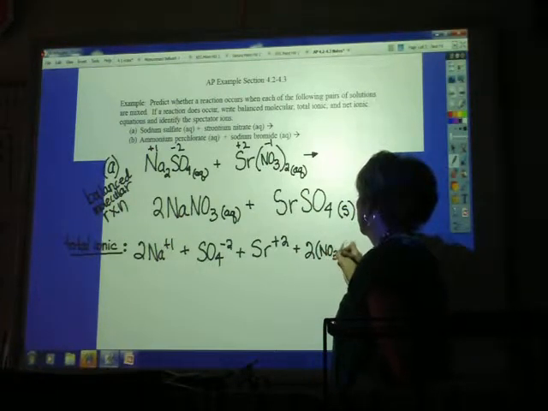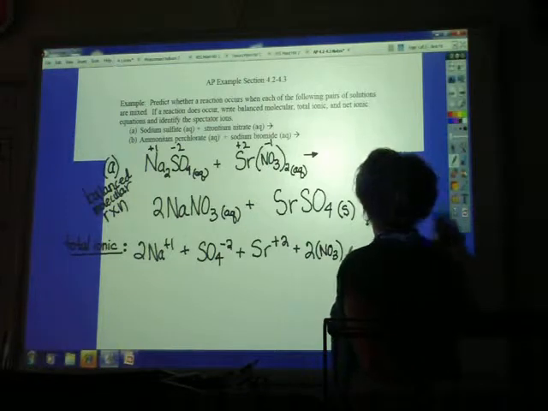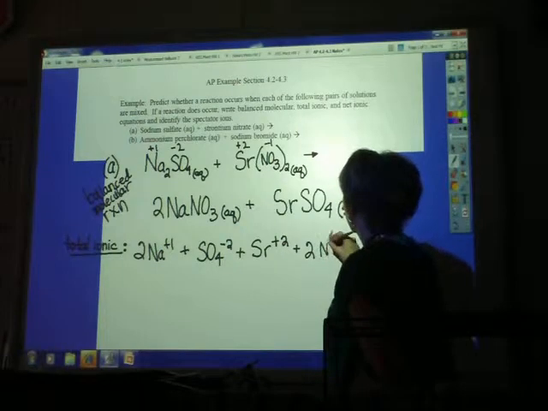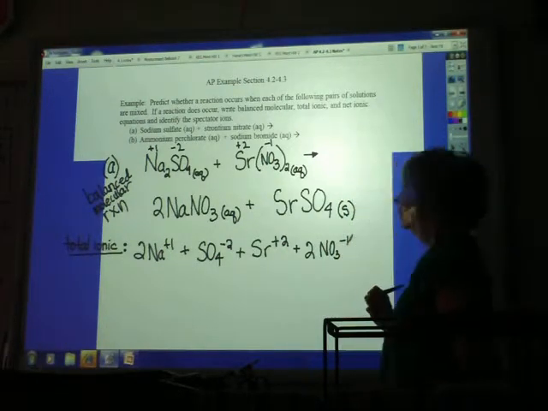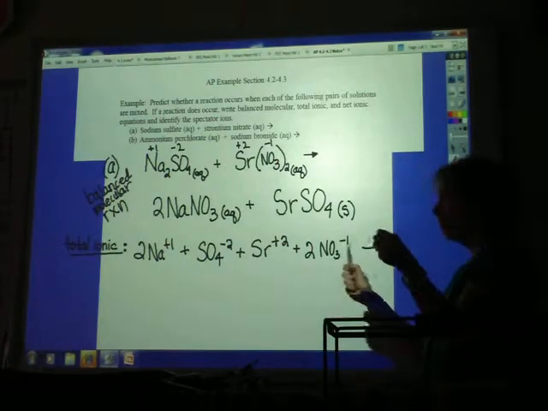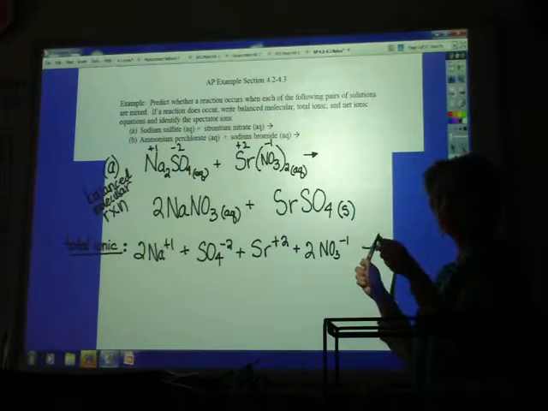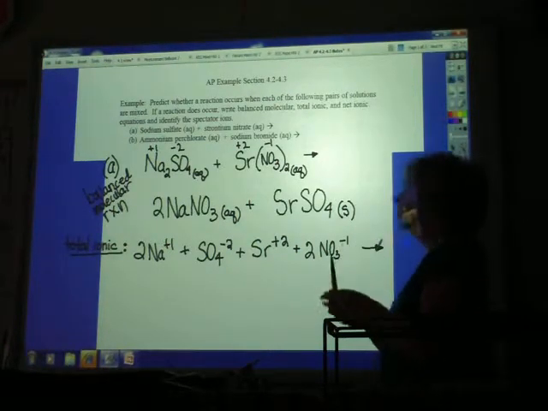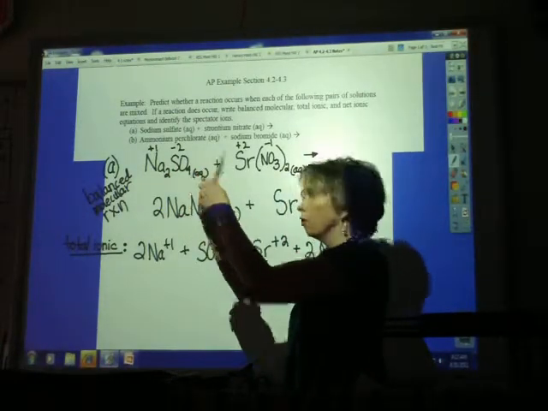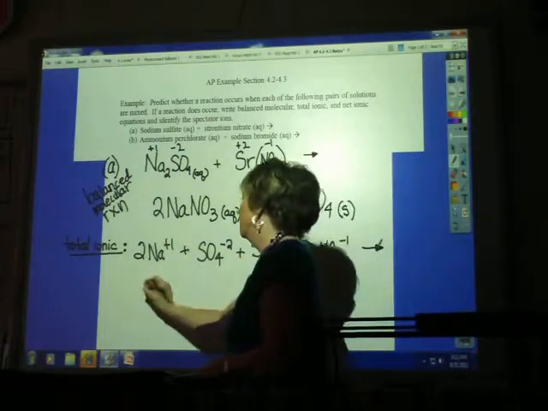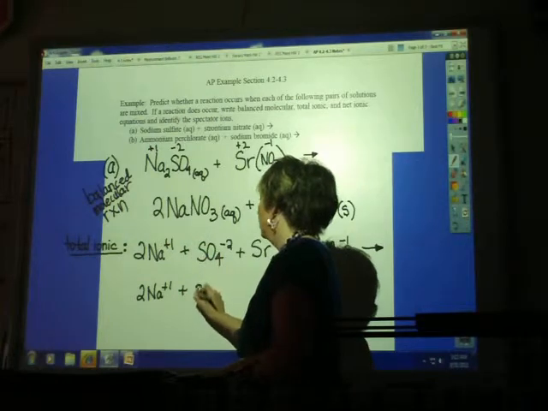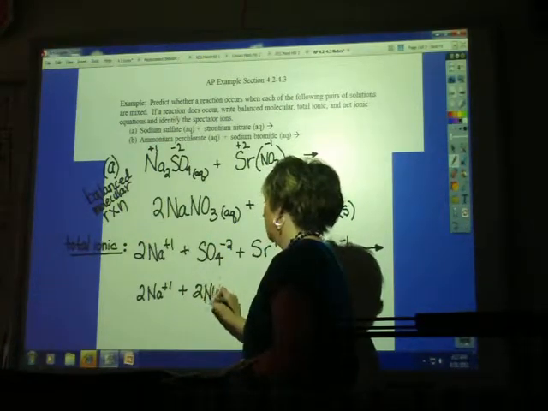I don't know why I put parentheses around that, sorry. That's what is actually in the solutions on my reactant side. On my product side, these guys are still just ions. They have not come together to form any kind of compound. So I'm going to represent them still: 2 sodium ions plus 2 nitrate ions.